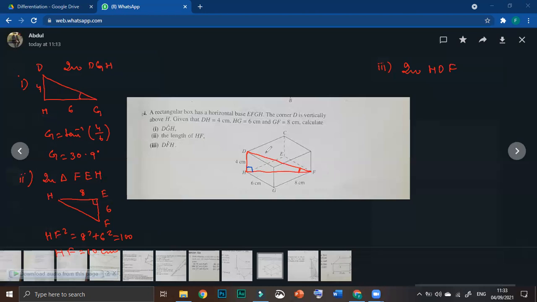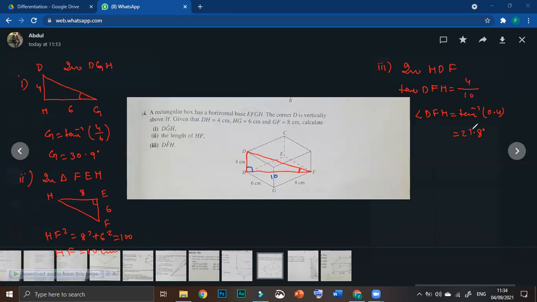Now we have HF. What is the length of HF? 10. Now we want to find out this angle F. We will use tan F equals DH over HF, which is 4/10. What is the final answer? 21.8.